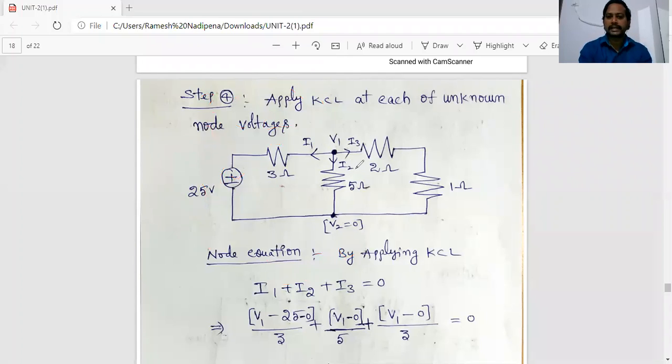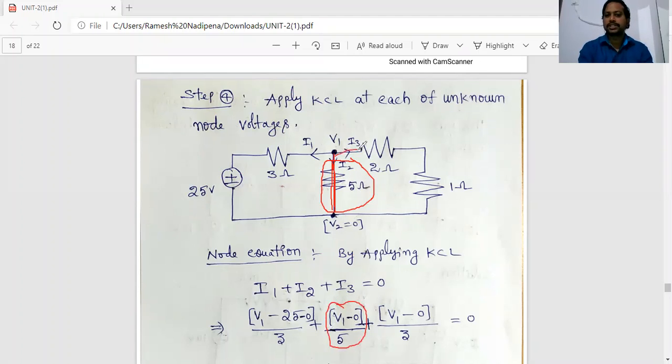Now I have to calculate the I2 value, the current passing through the 5 ohm resistor. So consider this branch, the 5 ohm resistance branch. In this branch only one element is there, only one voltage source. That's why I2 equal to the basic expression V by R. So I2 equal to V1 by 5.